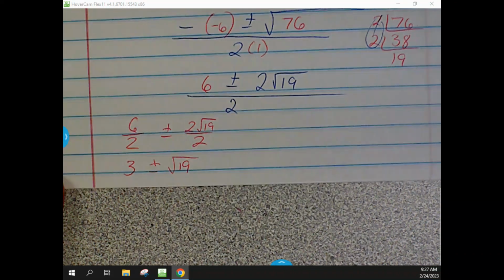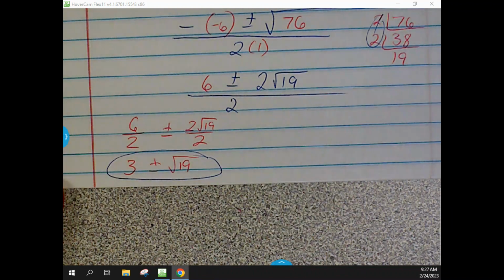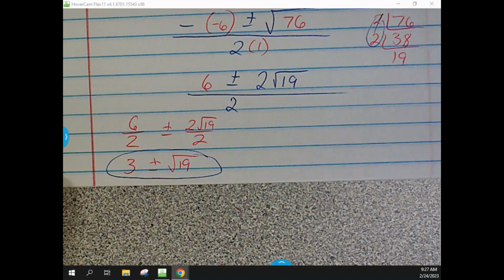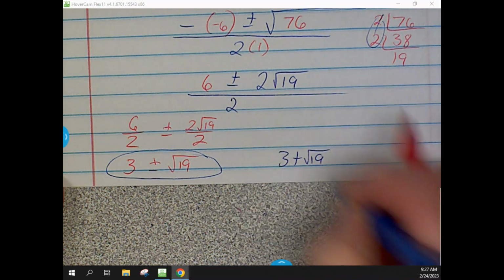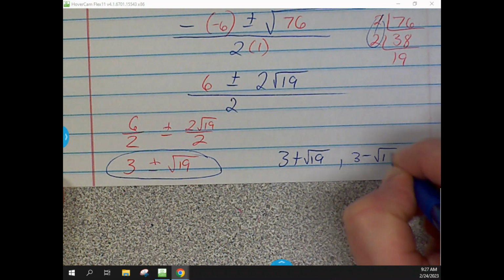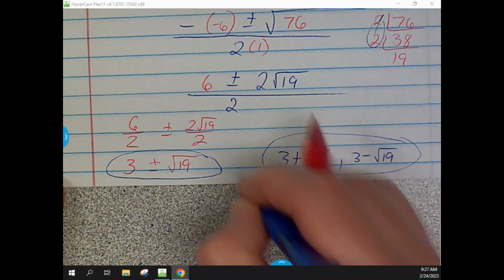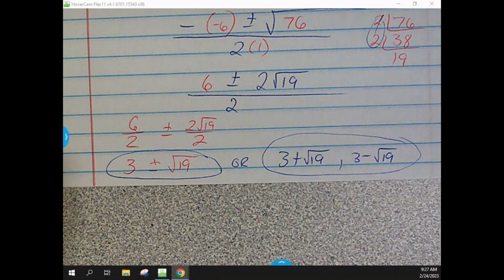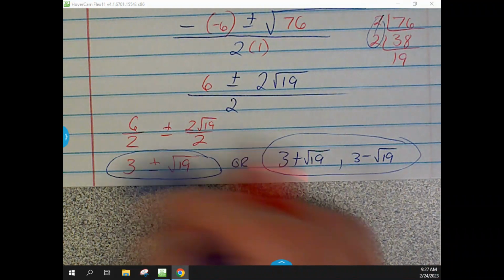And hopefully with Math Excel, they'll let you leave it just like that. If they don't let you leave it like that, you're going to have to do 3 plus the square root of 19 and then 3 minus the square root of 19. And it's kind of 50-50. Sometimes they're okay leaving the plus or minus in there. Sometimes they're not. I'm good leaving it like that if you want to leave it like that.